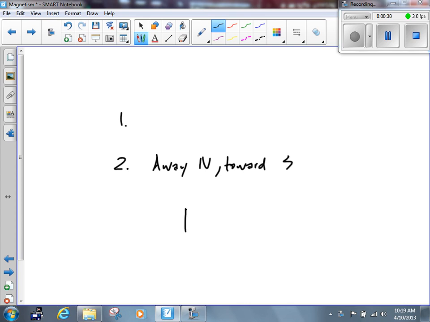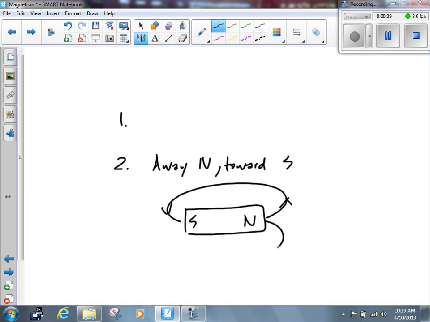That means if you've got a bar magnet that looks like this with a south pole and a north pole, the magnetic field is going to go away from the north and toward the south. If you have a magnetic field that's drawn like this with no magnets, you know that it's got to be caused by either a north pole over here or a south pole over here, or some sort of combination of both of those.